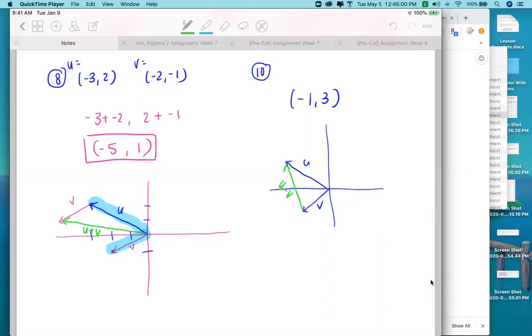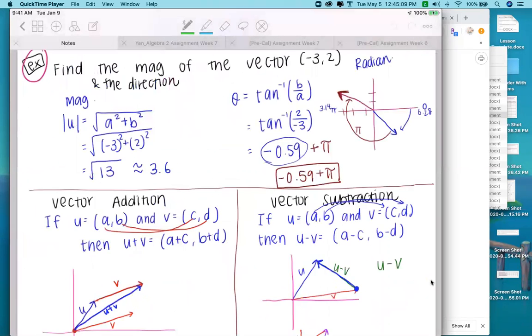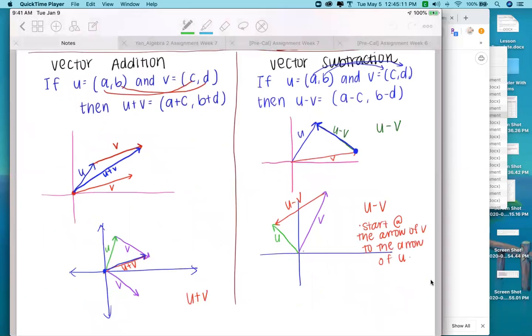How come? Is it because it's negative? Because it's minus, yeah. If you go back to my notes right here, the U and the V always start off at the beginning, at the origin. But then we always start at the arrow of V to the arrow of U.